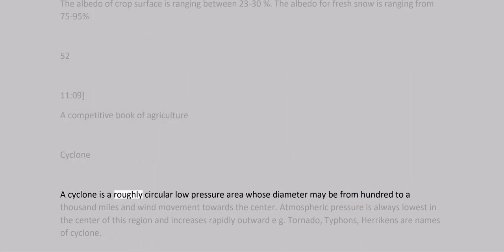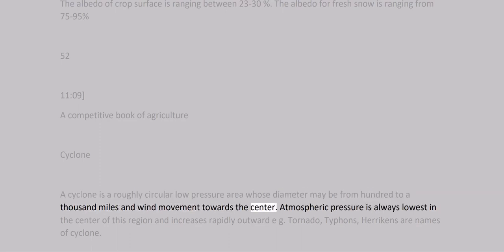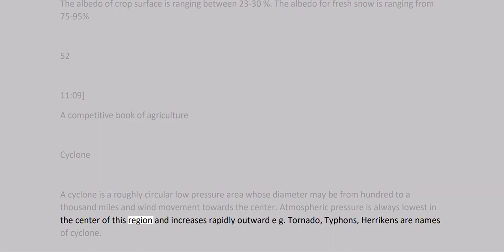Cyclone. A cyclone is a roughly circular low pressure area whose diameter may be from 100 to 1,000 miles, with wind movement towards the center. Atmospheric pressure is always lowest in the center of this region and increases rapidly outward, e.g., tornado, typhoons, hurricanes are names of cyclone. Climate.